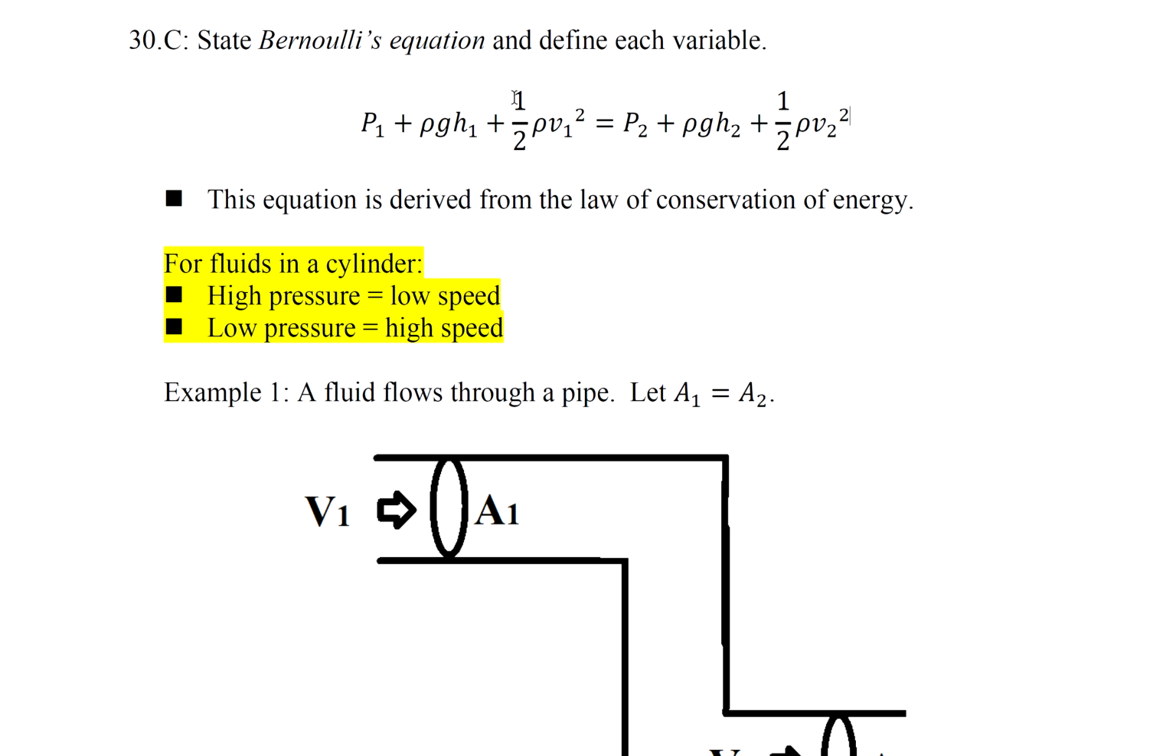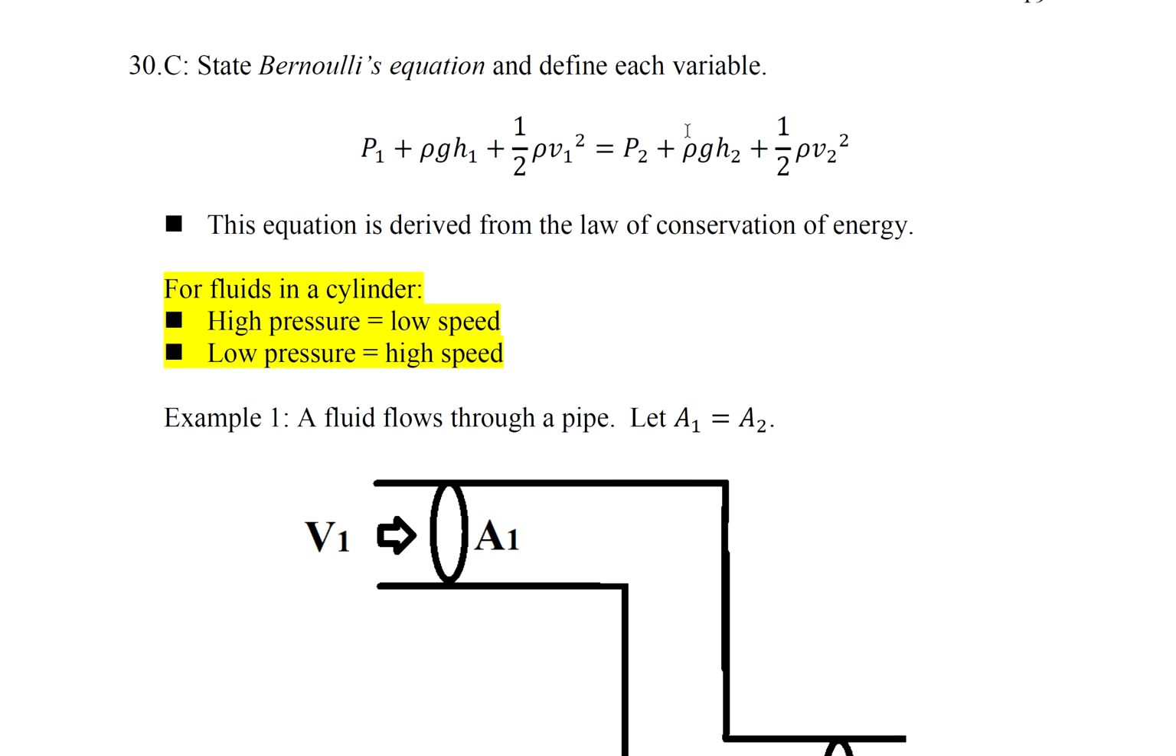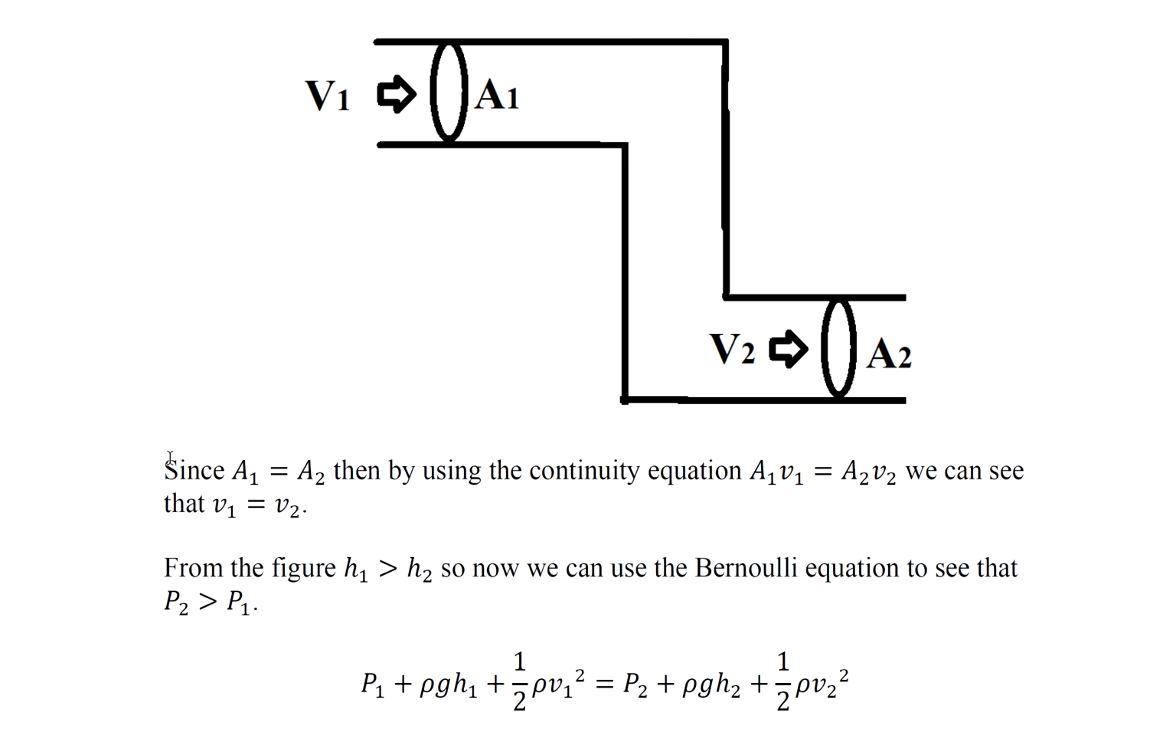So 1/2 rho V1 squared on the left side cancels with 1/2 rho V2 squared on the right side. We know H1 is greater than H2 because H1 is above H2. So if H1 is greater than H2, then P2 has to be greater than P1. Okay, so here we go.